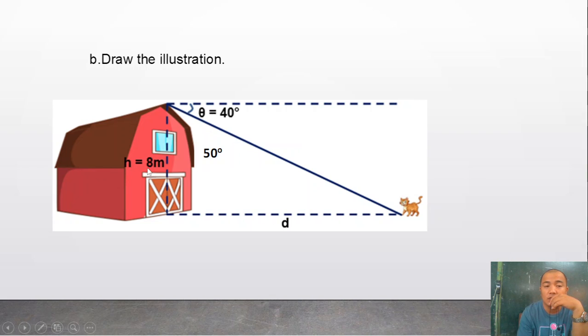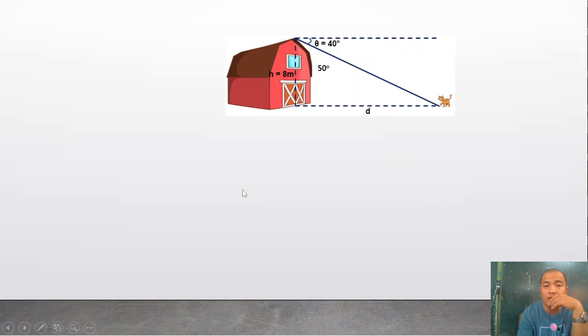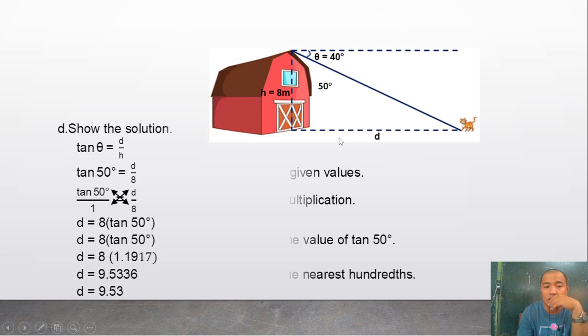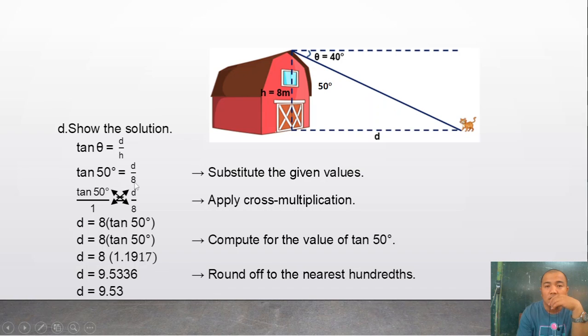So again, the sides involved are opposite side and adjacent side. So we're going to use the tangent function. Tangent 50 is equal to d over h. We used 50 degrees, and the opposite side is d, adjacent side is h. Tangent 50 degrees is equal to d over h. Tangent 50 is equal to d over 8, cross multiply.